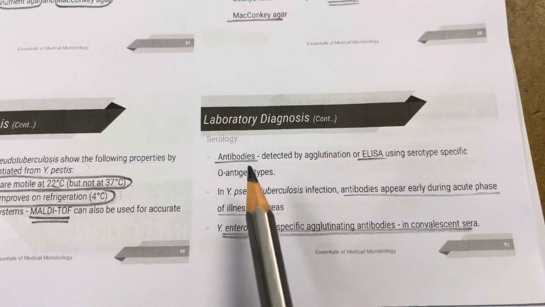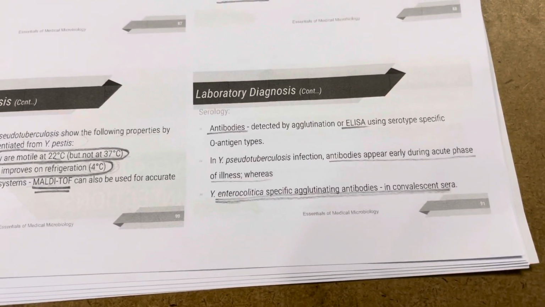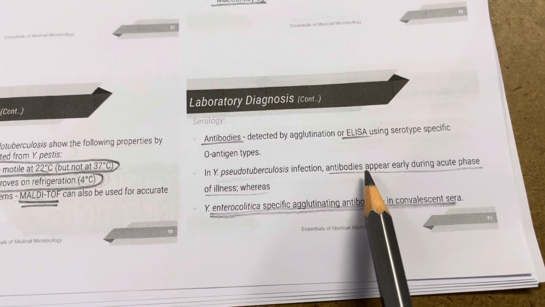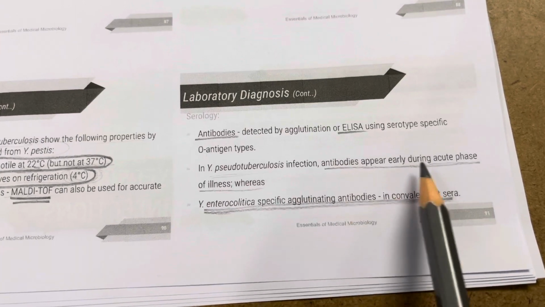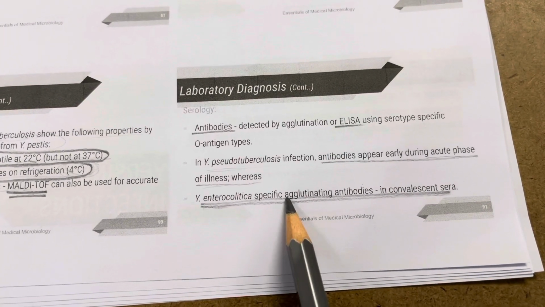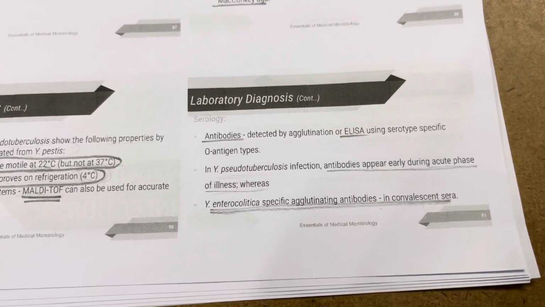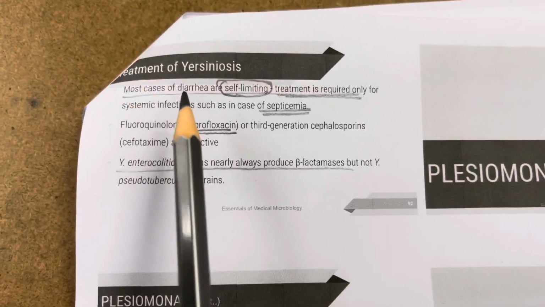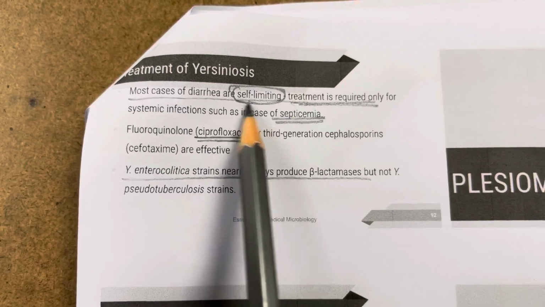Lab diagnosis: antibodies can be detected by ELISA using serotype specific antigen types. In Y. pseudotuberculosis infection, antibodies appear early, during the acute phase of illness, whereas Y. enterocolitica specific agglutinating antibodies appear in the convalescent sera. And finally, the treatment of yersiniosis: most cases of diarrhea are self-limiting.